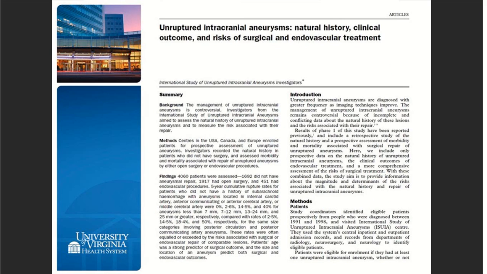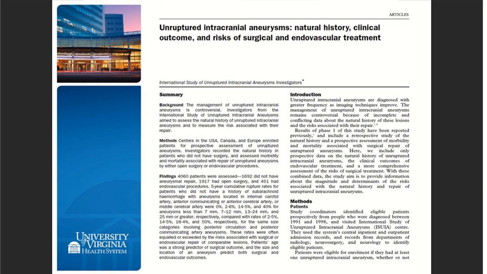This was followed several years later by basically what became known as ISUIA 2, and this was published in 2003. And this involved a prospective assessment of unruptured aneurysms of 4,000 patients over a 7-year period. This was a 3-arm study. There was an observation arm in which they attempted to redefine the natural history, whereas the previous ISUIA study was a retrospective evaluation of the natural history. So they proceeded with the prospective, as well as the treatment outcomes for both surgical and endovascular treatment.